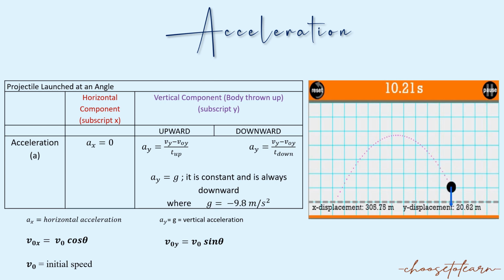If we will focus on the downward motion, we will use this formula. Acceleration equals final vertical velocity minus initial vertical velocity, which is equal to 0 if we are to focus on the downward motion, divided by the time going down. So again, this formula that I've presented, we will use it if we are to find the final vertical velocity or the initial vertical velocity or the time going up or time going down.